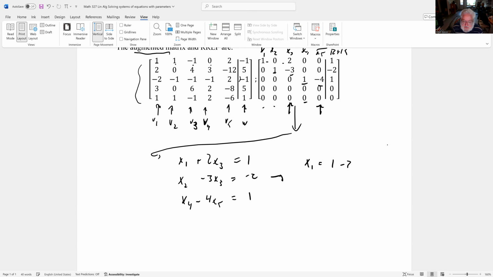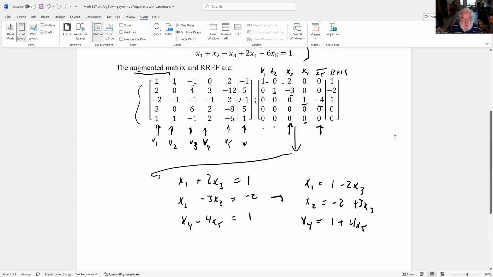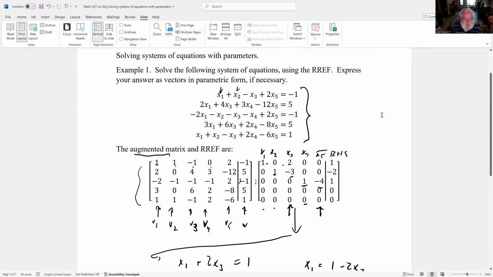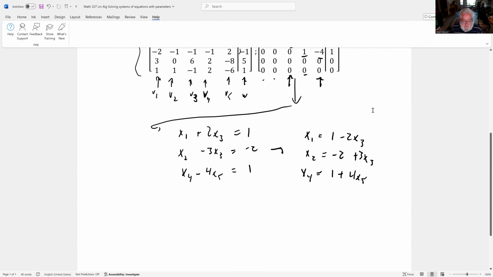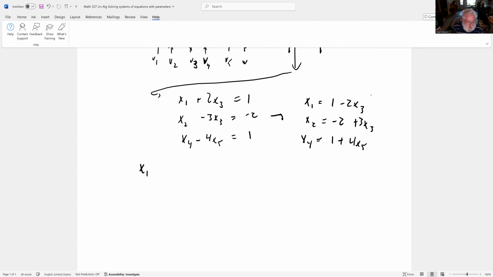x1 is 1 minus 2x3. x2 is minus 2 plus 3x3. And x4 is 1 plus 4x5. And that should be a plus as well, because we're going to bring this over. So what I want my solutions to look like, because I want to write these as vectors, is x1, x2, x3, x4, x5. So my solutions will be x1 equals, x2 equals, x3 equals, x4 equals, and x5 equals.